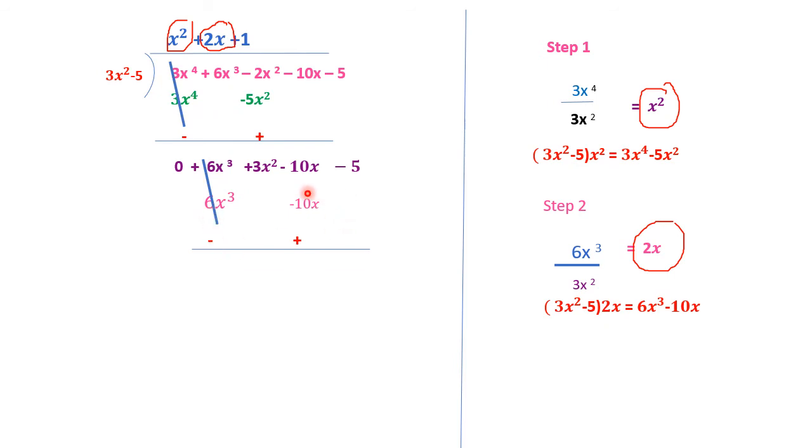And what about this minus 10x? It will become plus 10x. So minus 10x plus 10x will be 0. And what about this 3x squared? It should be brought down as it is. And minus 5 also should be brought down as it is. And here it goes.